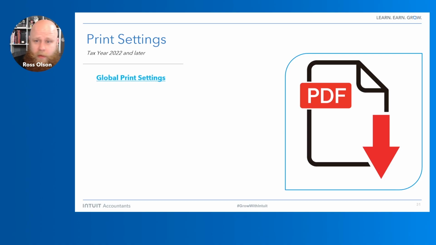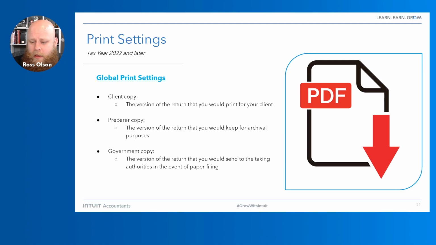As always, or at least for this session, I've included a link here to a guide that will help you update your print settings. But to break this down very briefly, there are three different levels of print settings that you can adjust. This is what will print with the return. So you can decide form order, forms that will be generated, that type of thing. And you can adjust it for three separate levels: on a client copy level, on a preparer copy level, and on the government copy, sometimes called the filing copy. So some things you may want to include for the client, you don't want on the government copy.